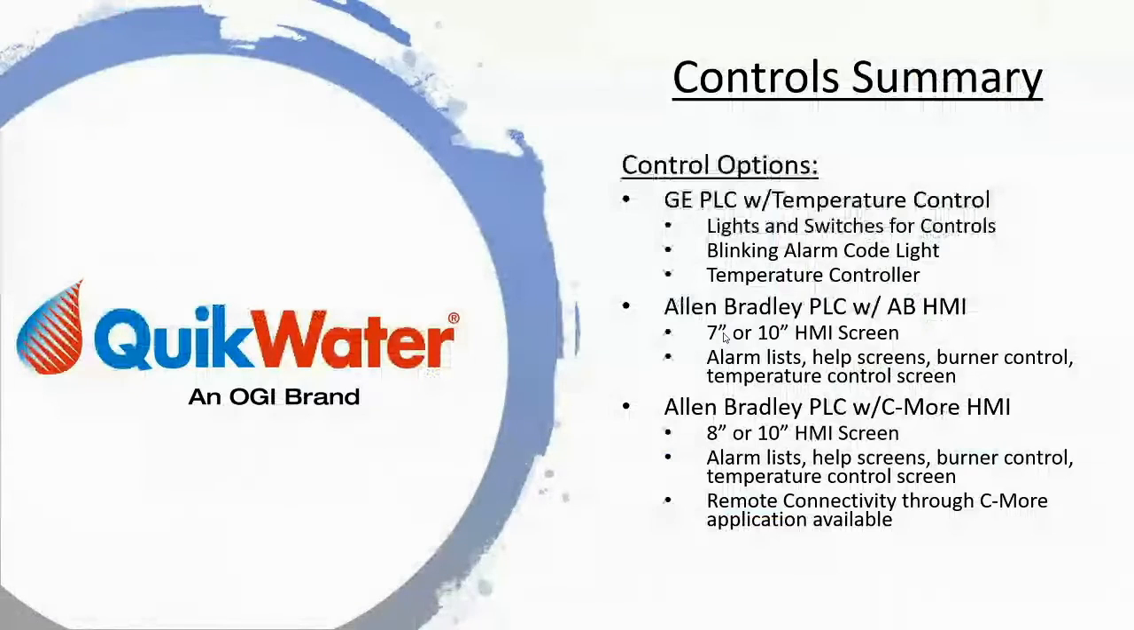So just kind of wrapping up, our main systems that we offer are that GE PLC with the temperature control. This is the system that I keep referring to as the blinking light system. It's got the 7 indicator lights, it's got switches for controlling the burner and on off, and it's got a blinking alarm code light to let us know what the PLC is doing, as well as a temperature controller mounted in the door. Our other option is the Allen Bradley PLC with an HMI, and we offer both HMIs.